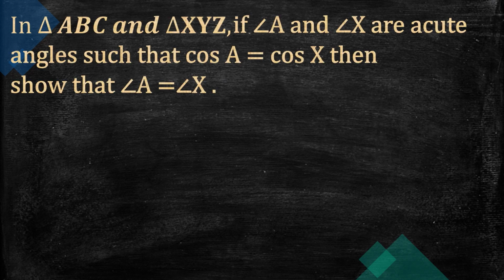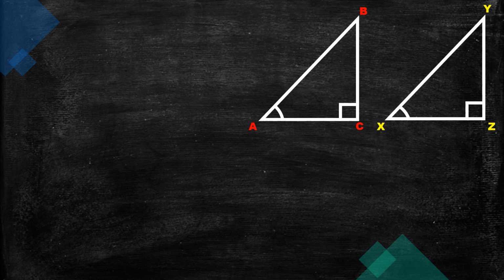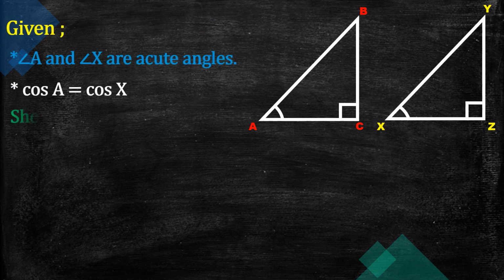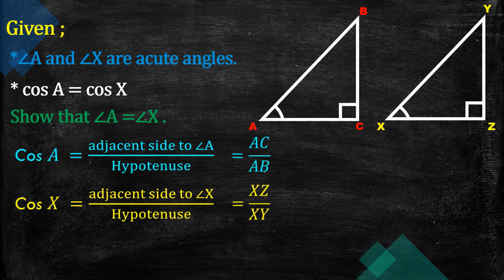Let me read the problem. Observe keenly. In triangles ABC and XYZ, if angle A and angle X are acute angles such that cos A equals cos X, then show that angle A equals angle X. Here it is given that angle A and angle X are acute angles and cos A equals cos X. According to the definition, cos theta is equal to adjacent side to angle theta by hypotenuse. Cos A equals adjacent side to angle A by hypotenuse, that is equal to AC by AB. Similarly, cos X is equal to XZ by XY.